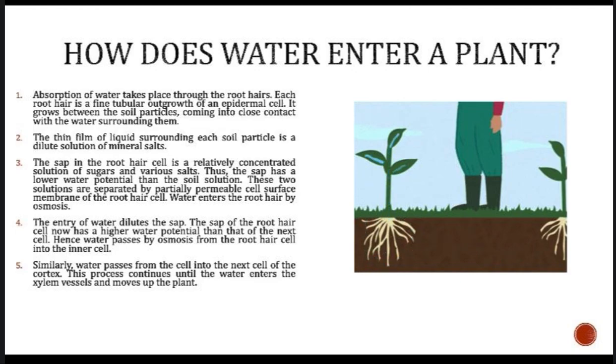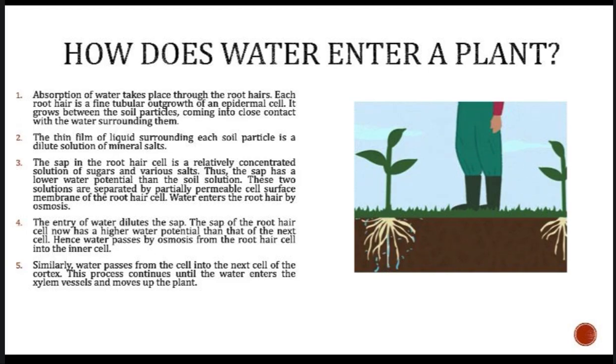So the root hairs have a large central vacuole that will be containing the cell sap, and all of the liquid that it is going to absorb is going to be stored there. So the sap in the root hair cell is a relatively concentrated solution of sugars and various salts.